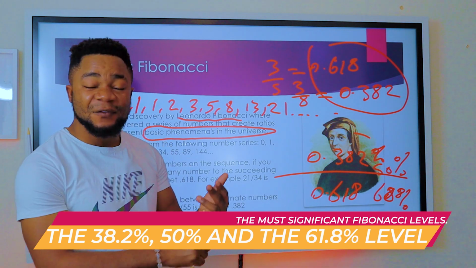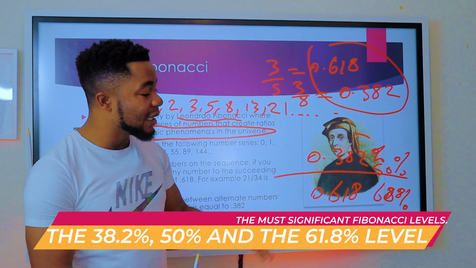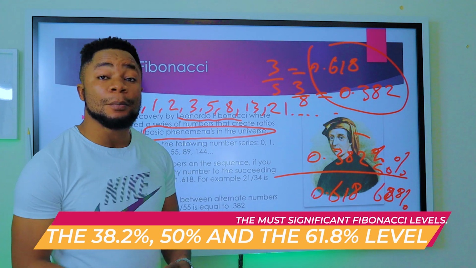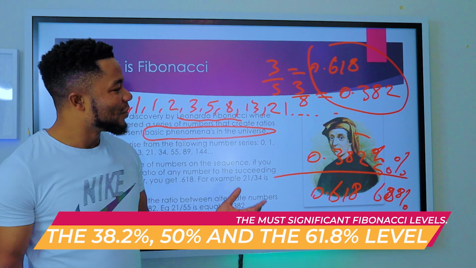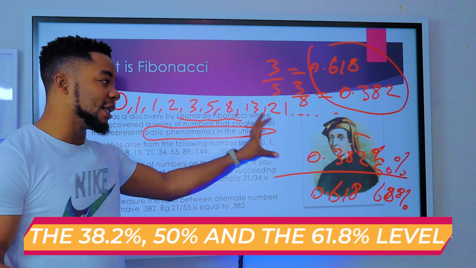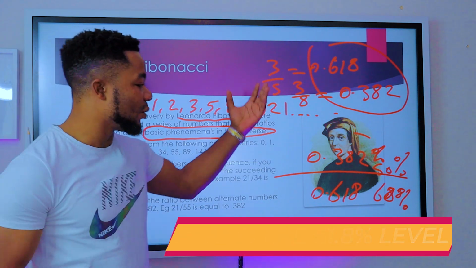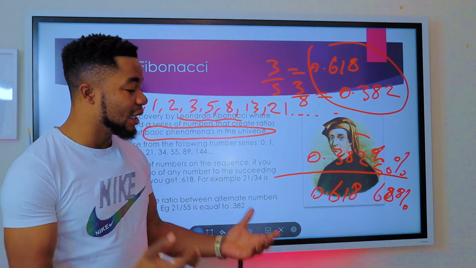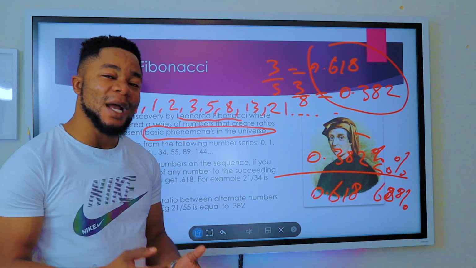Those are the most significant Fibonacci levels: the 50% level, the 38.2% level, and the 61.8% level. So that is how this guy came out with a series, and then using the series he was able to come out with the Fibonacci magic levels, or the Fibonacci magic numbers.